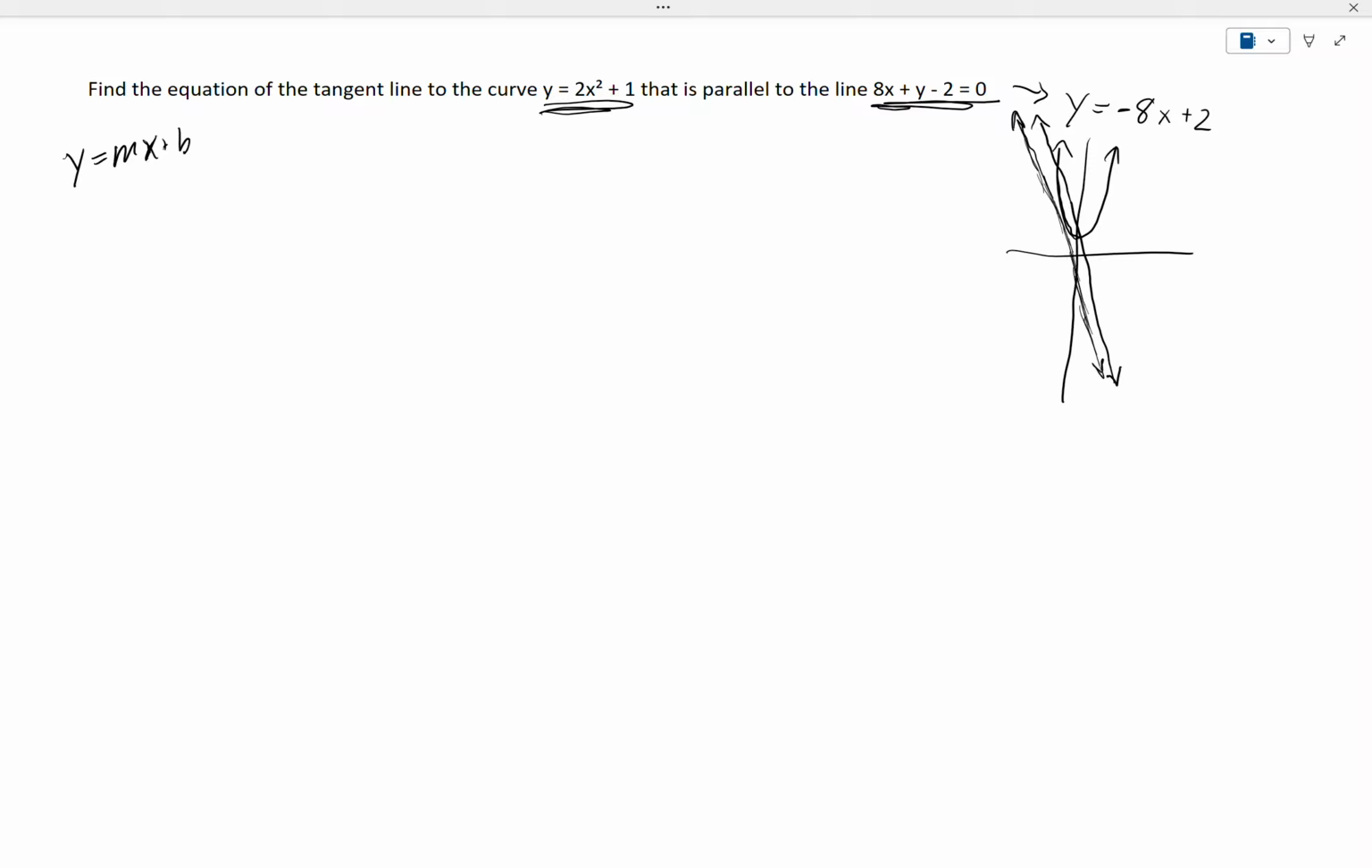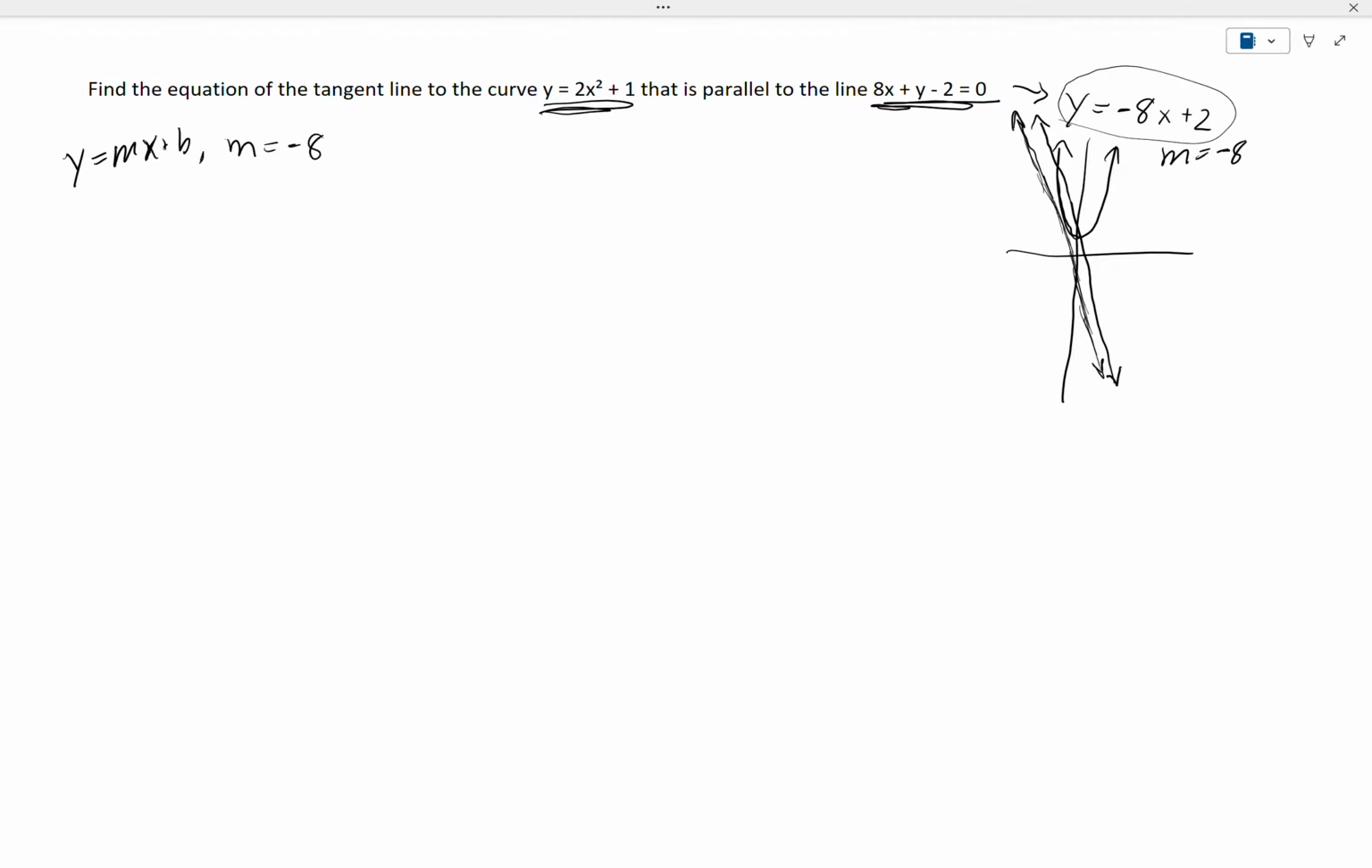So I should look at the slope first, see if I can figure out what the slope of that line is. Well, they tell me it's parallel to this. If it's parallel to that, it's got to have the same slope as that, so that the two lines never cross unless they're parallel. And the slope of this line is -8. So that means the slope of the line that's parallel to it also needs to be -8.